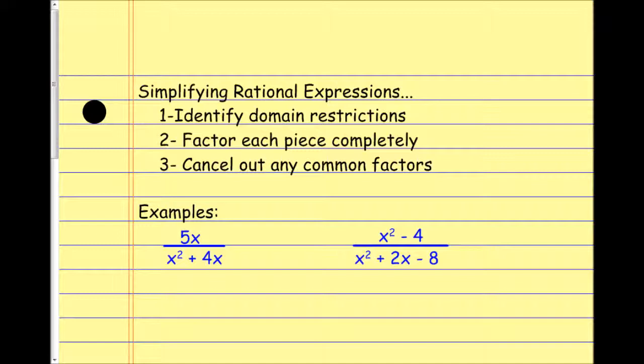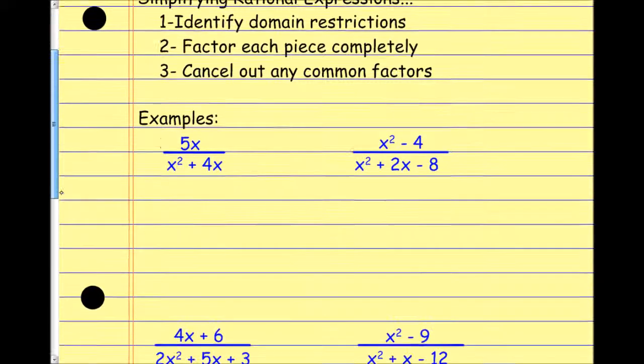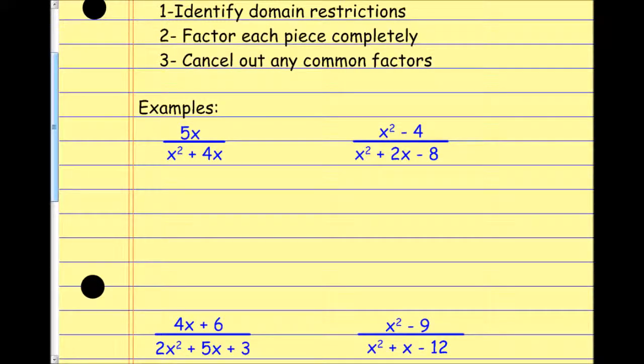All right? If I look at the first one again, I'm going to find the domain restrictions first. So what x cannot be. So this denominator cannot equal 0. I solve it by factoring. I factor out an x. And then I say each of these cannot equal 0. So x cannot equal 0. The x plus 4 cannot equal 0. And then I solve. The first one's already solved. The second one, I find out that x cannot equal a negative 4. And I'm just going to hold on to that information for a moment.